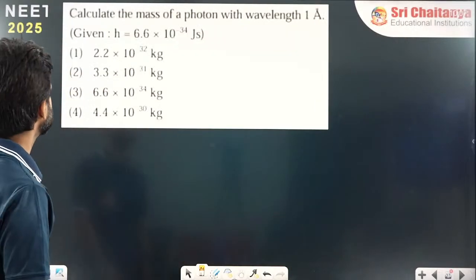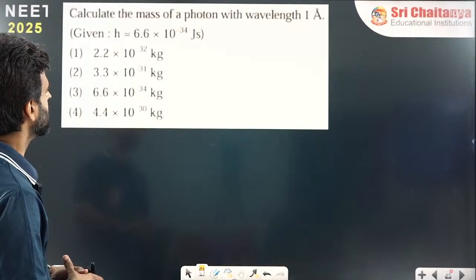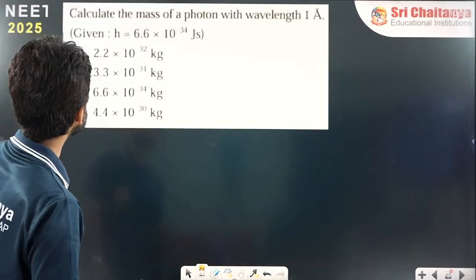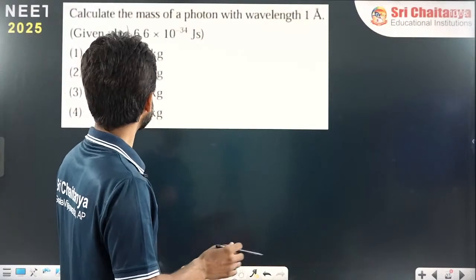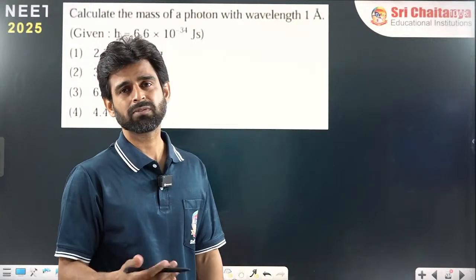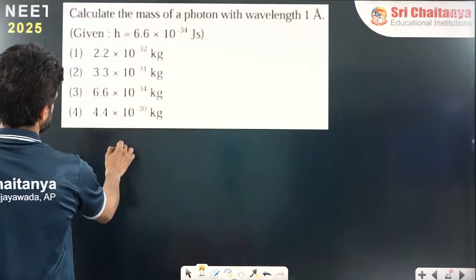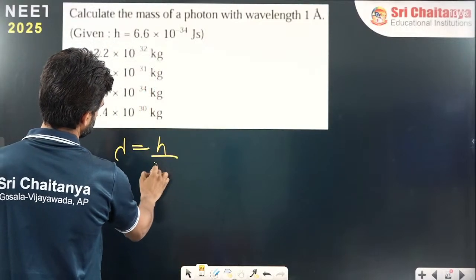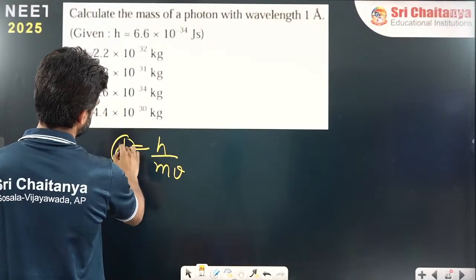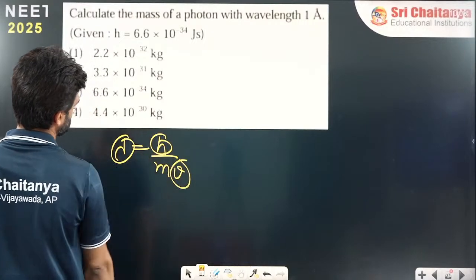Simple question. Calculate the mass of... okay, you can see, beta. Lambda equals h by mv. From there you can find the mass. But still, you can apply this lambda equals h by mv, and you can find v.